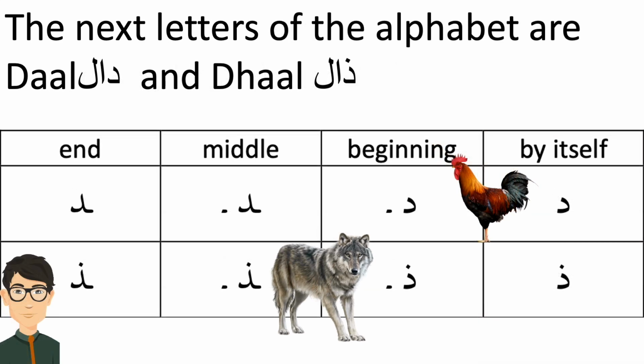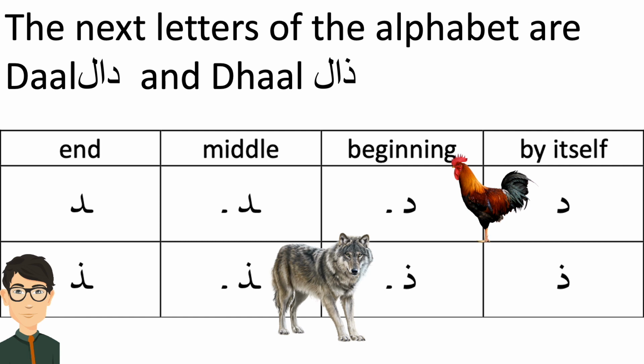The next letters of the Arabic alphabet are Dal, as in deek, which is in English a rooster, and dhal, as in dhi'b, which is in English wolf. Now, dal sounds like the letter D in English, but a little softer. And dhal sounds like the combination of TH as in the word that, or the article the. It has the exact same sound.